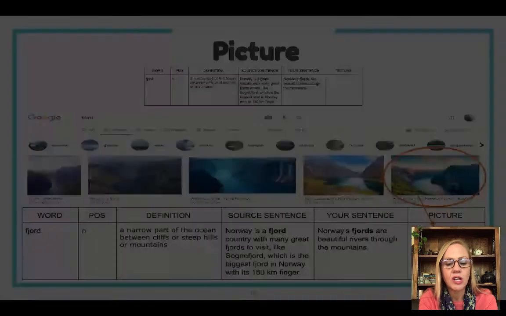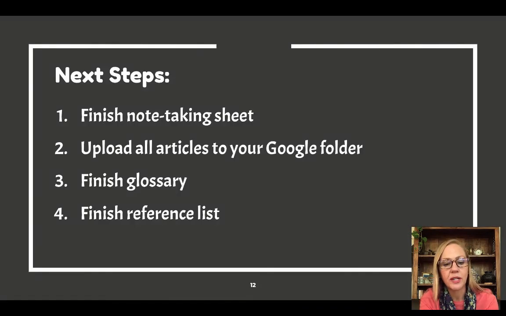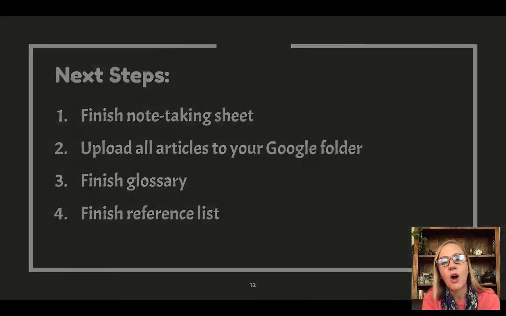So then when you get your glossary done, you've got the word, part of speech, definition, source sentence, your sentence, and a picture for every single one of your words. That's 10 if you're working individually, 20 if you're working as a pair. You will be done with your glossary. And your next steps, just like I mentioned on the last video, you need to finish up your note-taking sheet, upload all your articles to your Google folder, finish your glossary, finish your reference list, and you're finished for the week.